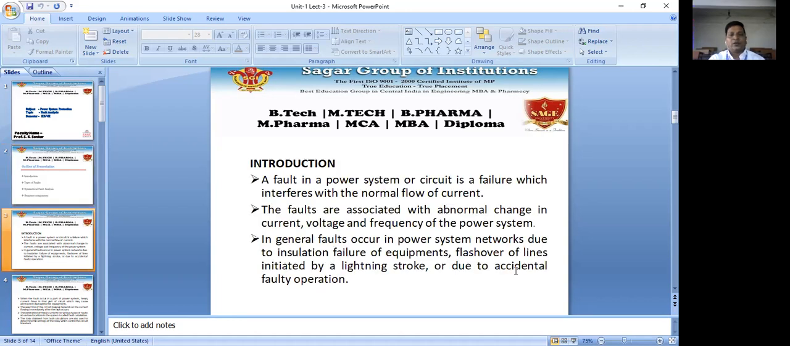Introduction. A fault in a power system or circuit is a failure which interferes with the normal flow of current. Faults are associated with abnormal changes in current, voltage, and frequency of the power system. In general, a fault occurs in a power system network due to insulation failure of equipment, flashover of line initiated by lightning strokes, or accidental faulty operation.